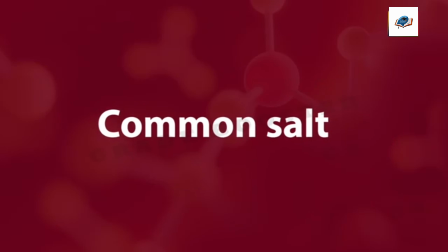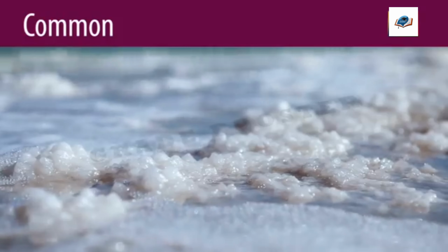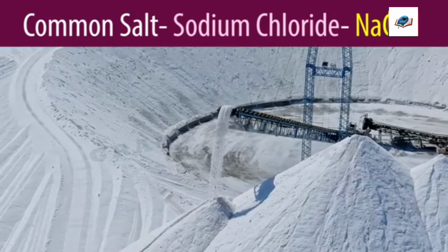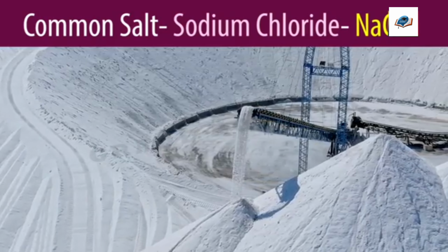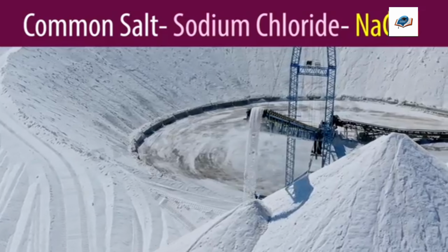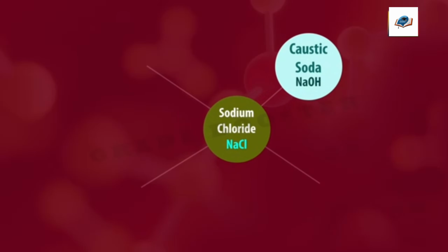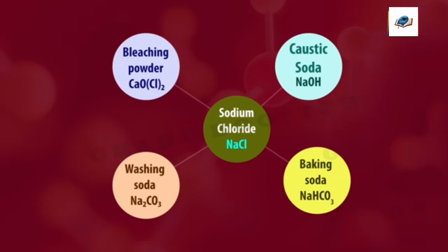Now, let us learn about the important salt, that is sodium chloride. Since it is used in our day-to-day life, it is also called common salt. But do you know that it is the main ingredient in preparation of many chemical compounds in industries? Sodium chloride is used to make sodium hydroxide, that is caustic soda, sodium hydrogen carbonate, that is baking soda, sodium carbonate, and calcium oxychloride, that is bleaching powder.